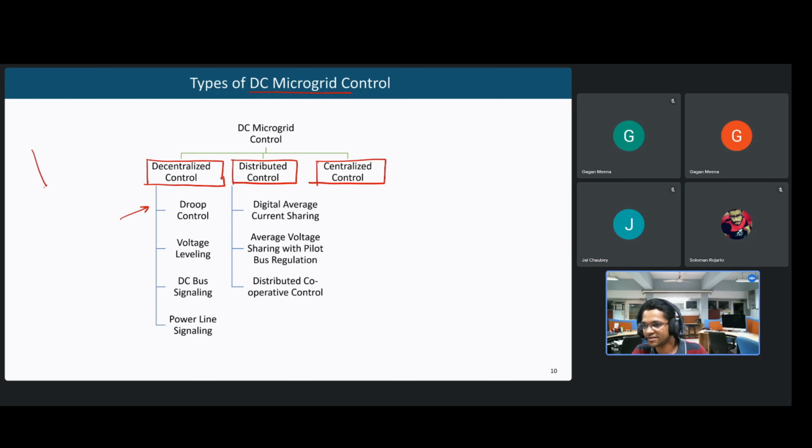So here we have the V-P characteristics. Different DGs can have different characteristics, which will determine the actual output. Here voltage, here power. Depending upon the slope, the droop is there. So this is delta V by delta P. Suppose there is a 2% change in voltage, then power will change by this much.